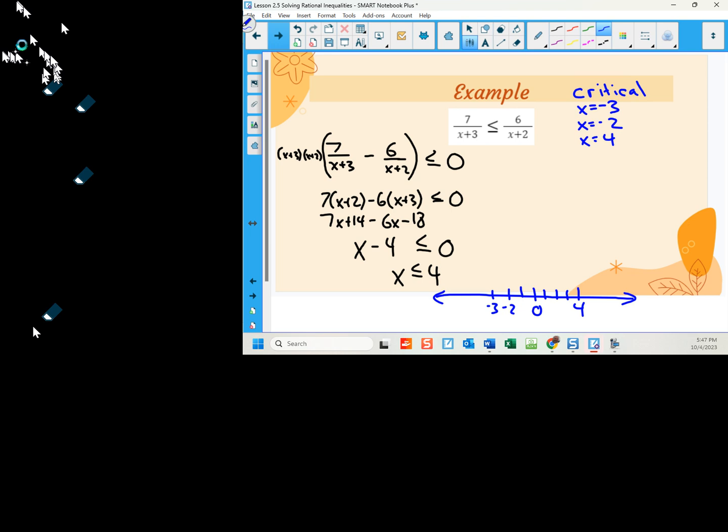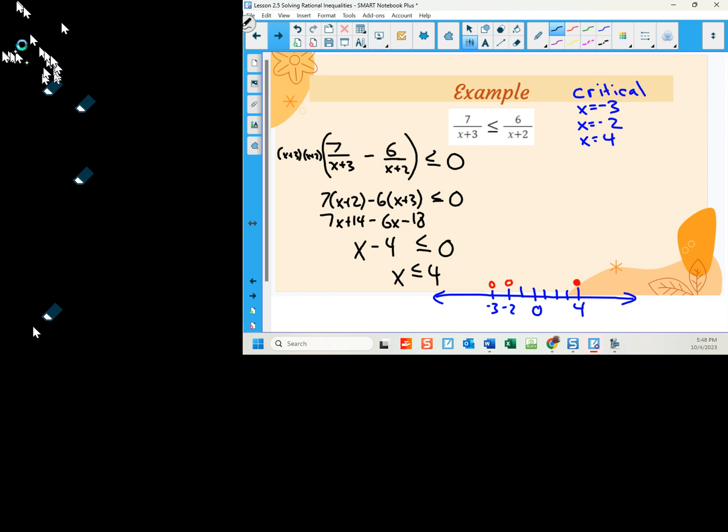So where would be some good test points? Well, first of all, these were critical points, but 4 is a true point. So these, we're not going to include, because they're not part of our solution set, because they make the initial inequality false or undefined. But the other one, 4, is true, so I'm going to go ahead and make that a solid point. So there I am with my solid and dotted. Now I need to come up with some values to plug in.